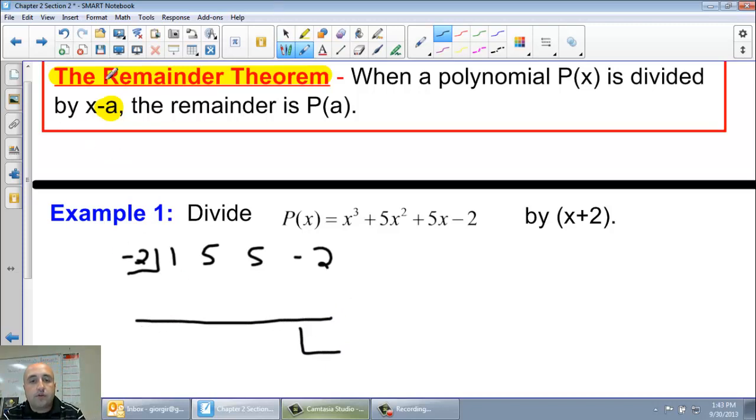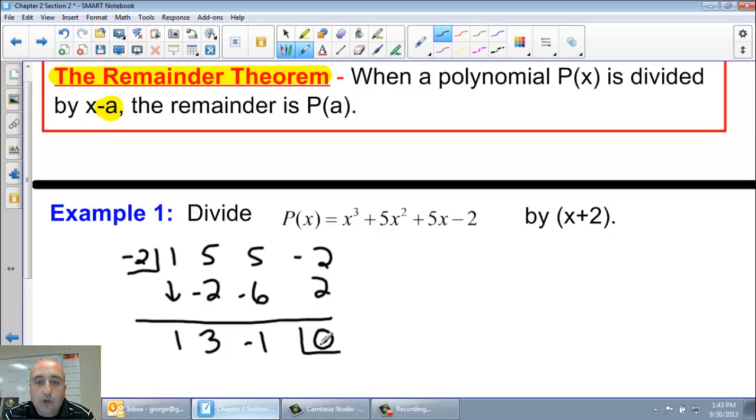First, we're going to drop down the 1. So we have 1. 1 times negative 2 is negative 2. 5 plus negative 2 is 3. 3 times negative 2 is negative 6. 5 plus negative 6 is negative 1. Negative 1 times negative 2 is positive 2. Negative 2 plus 2 is 0.